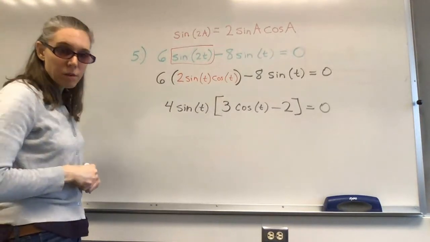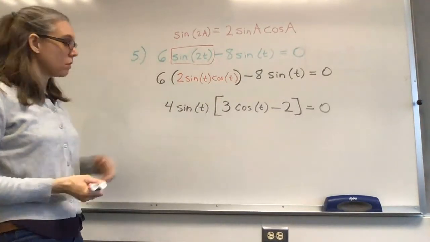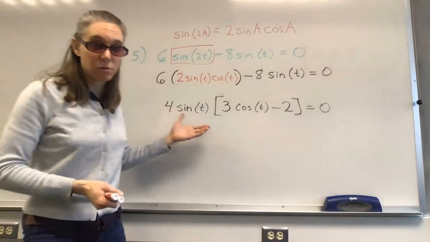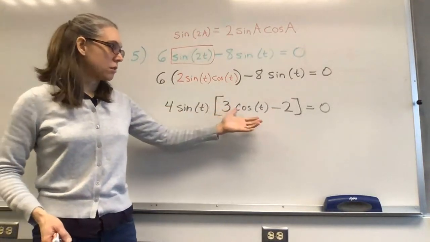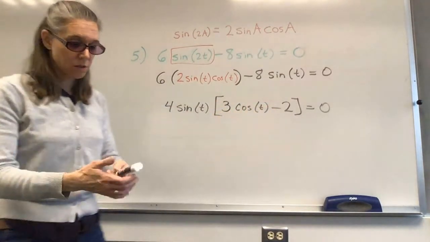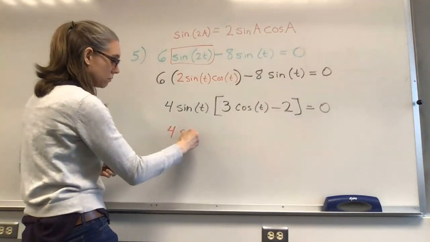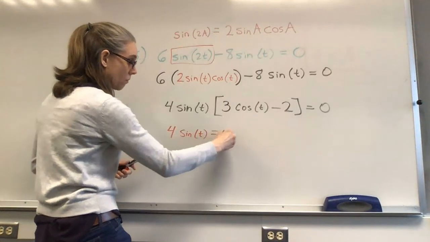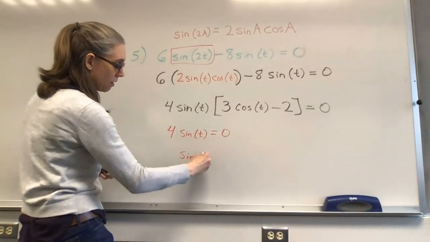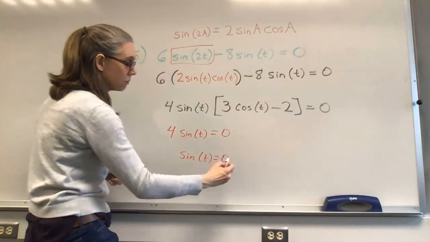Okay, from here we're going to use the zero factor property. So 4 sine of t is equal to 0, and 3 cosine t minus 2 is equal to 0. The result of that is that you end up with the sine of t is equal to 0.